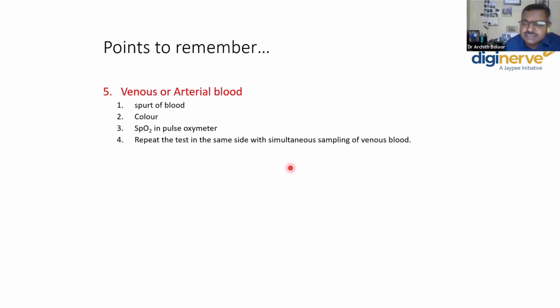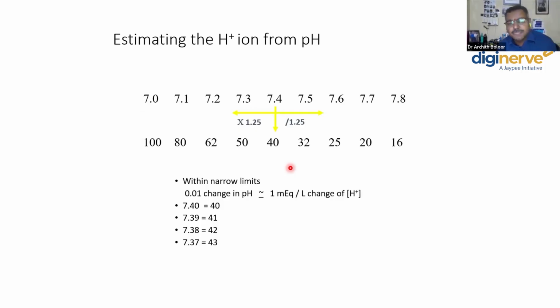But I told you venous blood is enough for most of the values except for the saturation that we are talking about. Now, something that we look for before we start reading the ABG is whether the pH and the H plus are corresponding that we see here.